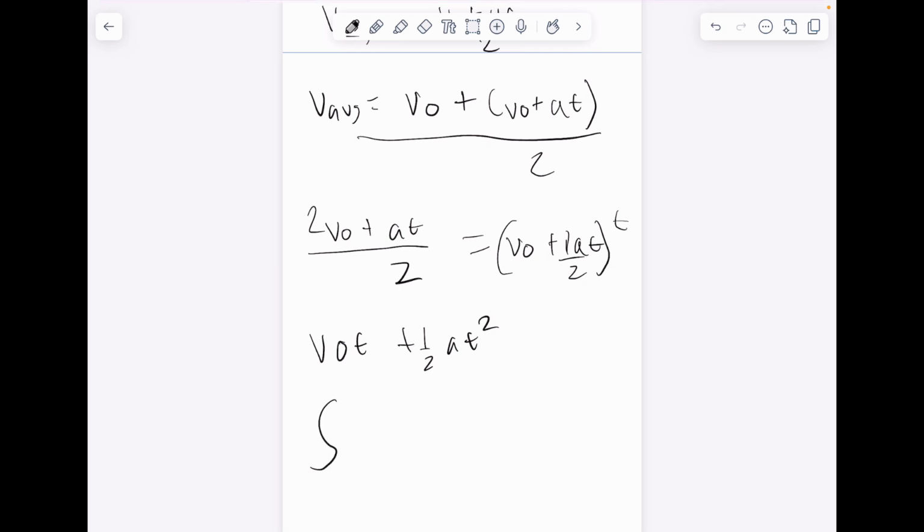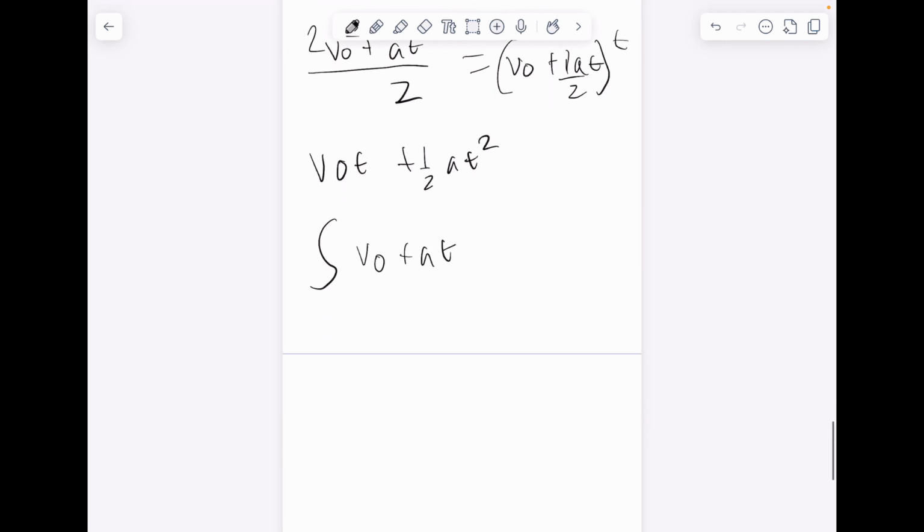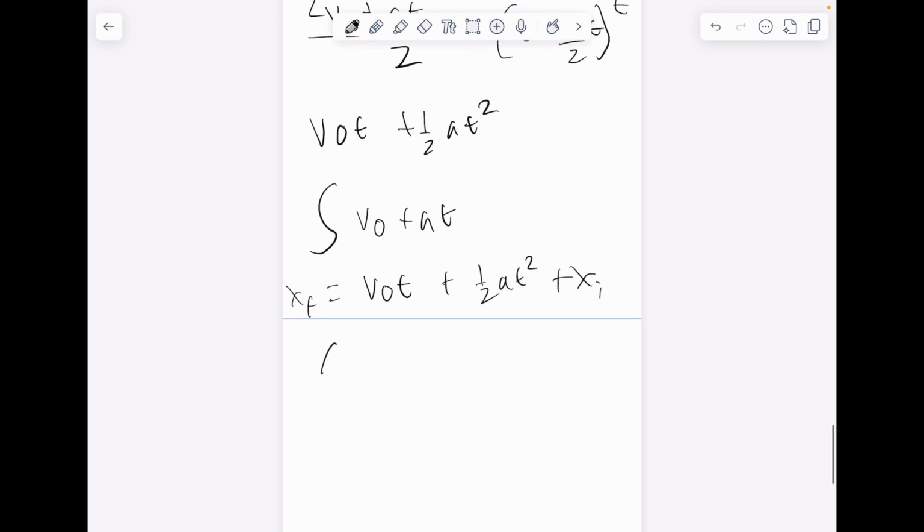So if you find the integral of v₀ plus at with respect to time, then you would get v₀t plus 1/2 at squared plus some initial x, which would be, let's say x final is equal to x initial. So your plus c constant is x initial. And then if you subtract this, that's how you get the change in x equals v₀t plus 1/2 at squared. Okay.